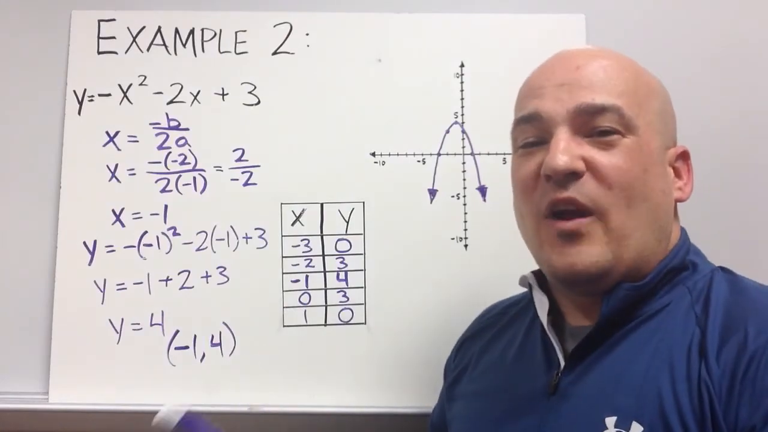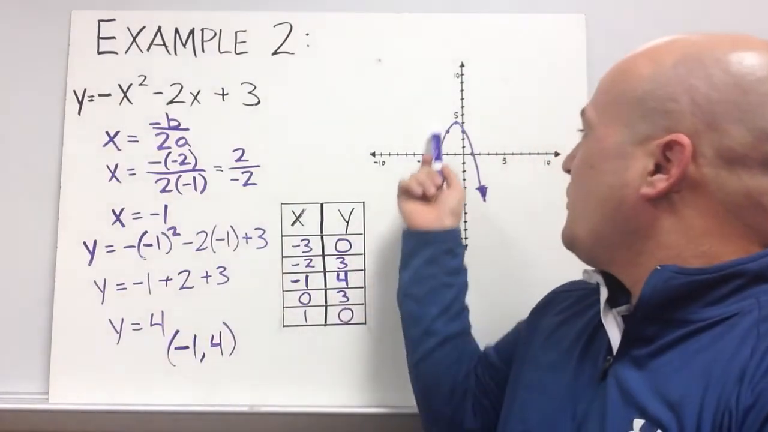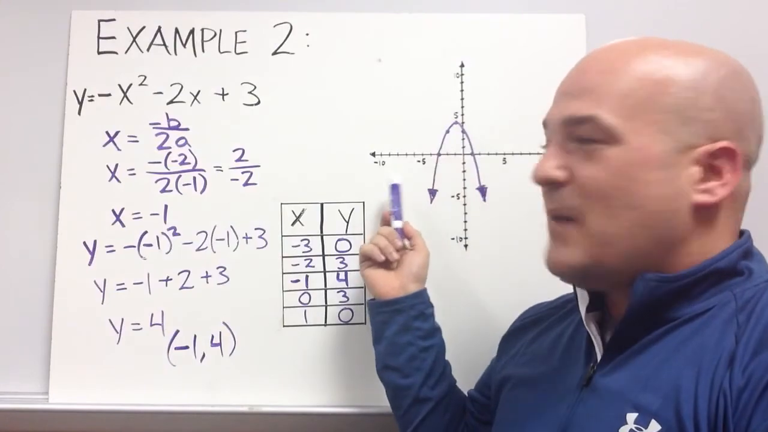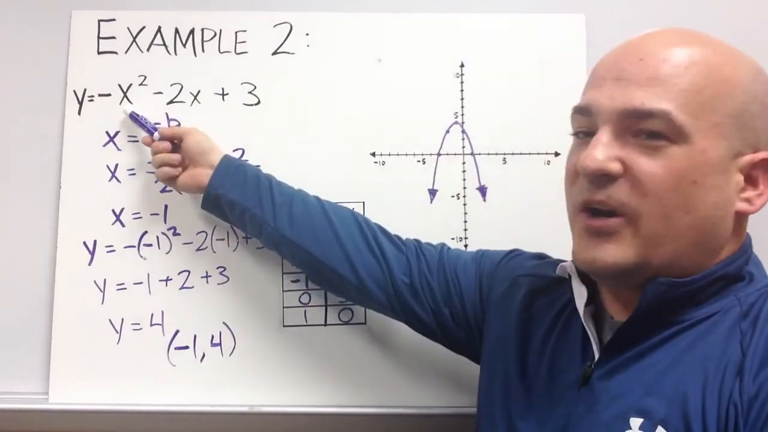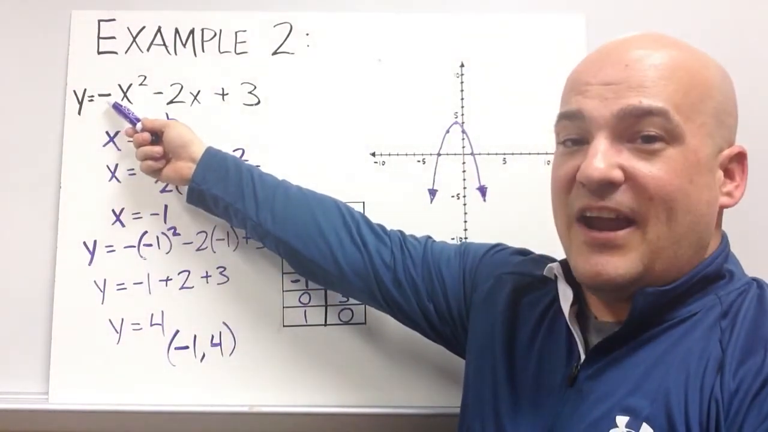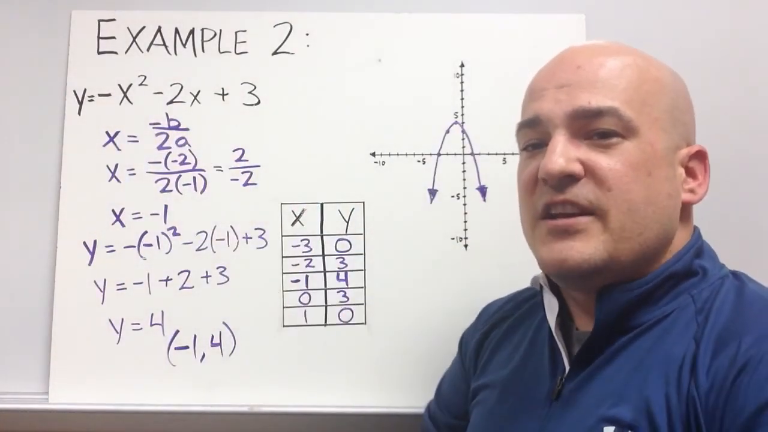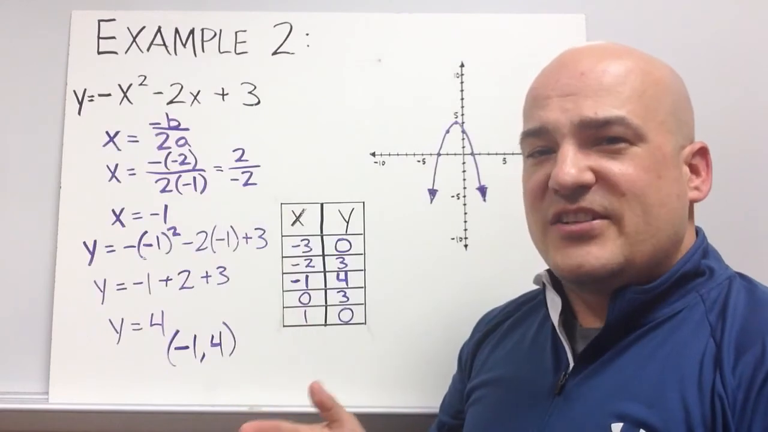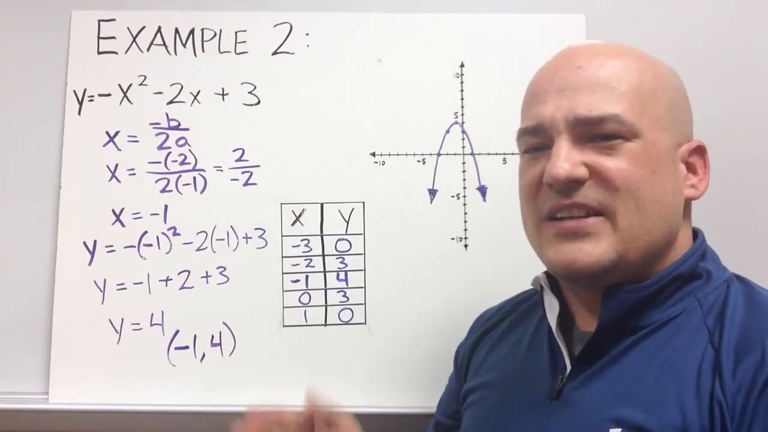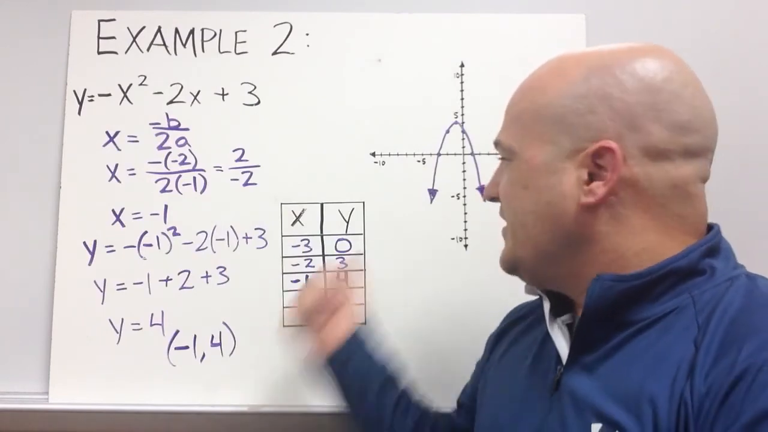So one thing to notice is that this curve does form a frown face. It's an upside down parabola, which makes sense because our original equation had a negative a. And so that would make sense that our parabola is upside down or a frown face. So those are little things that you can check to say, does this make sense? Is this the right answer? And in this case, yeah, it makes sense.